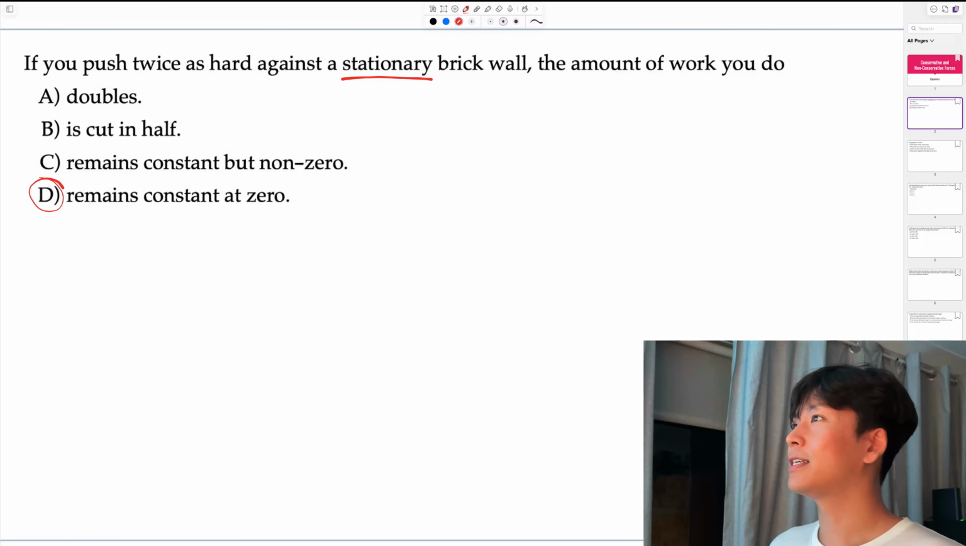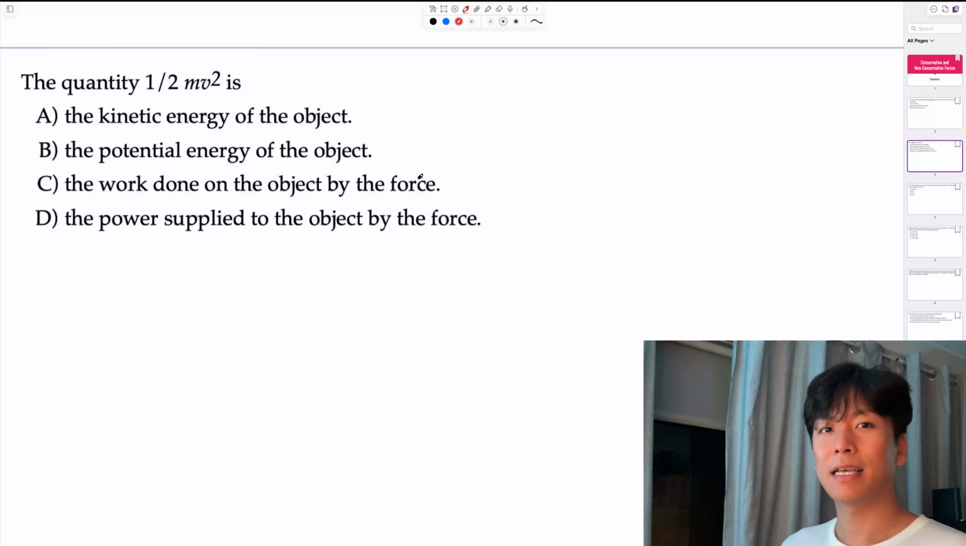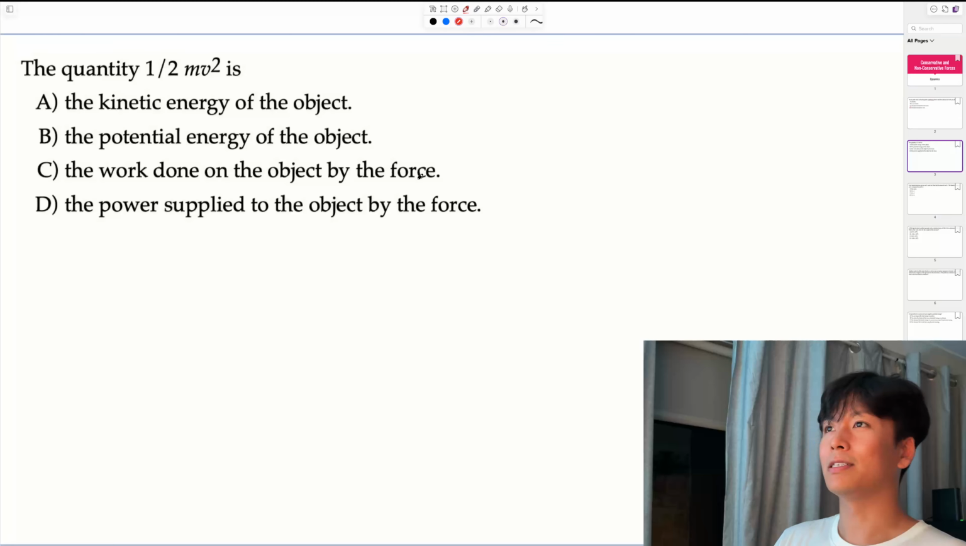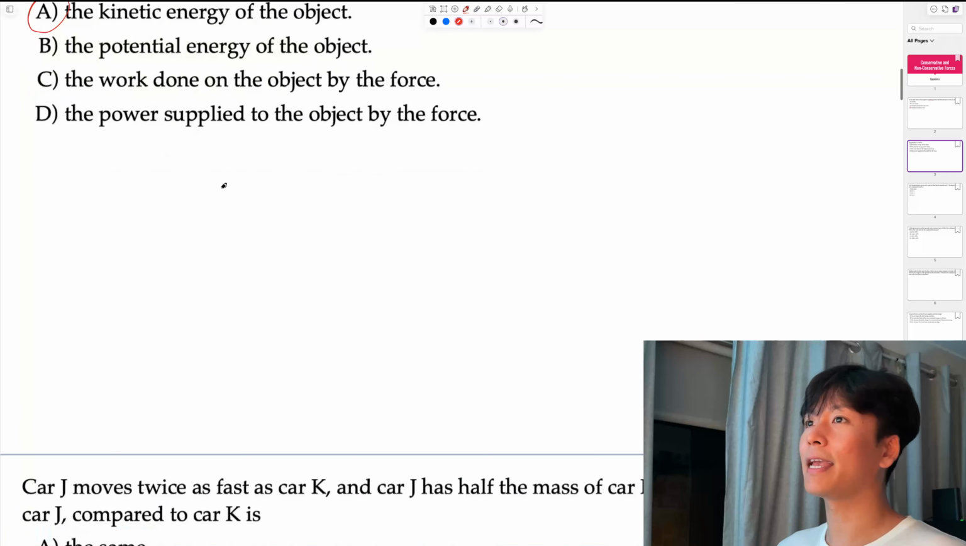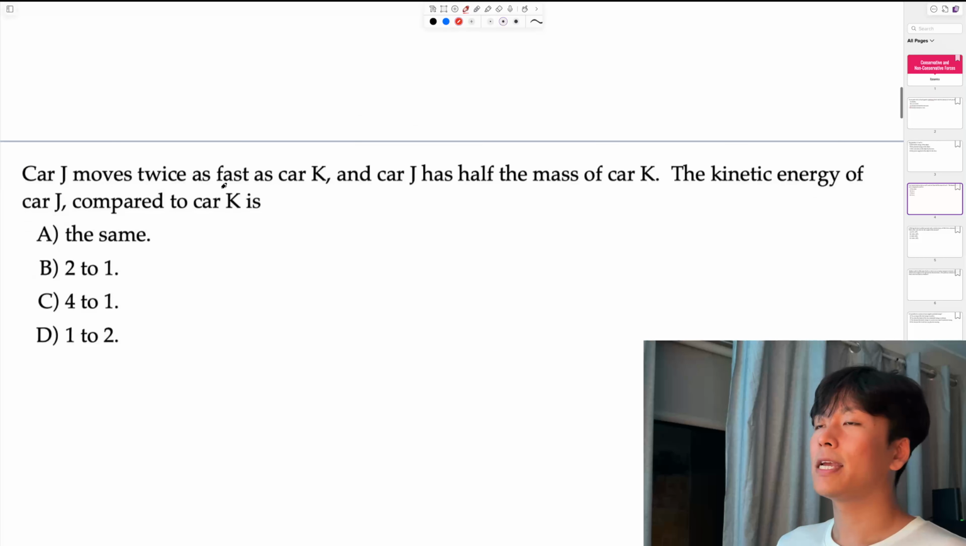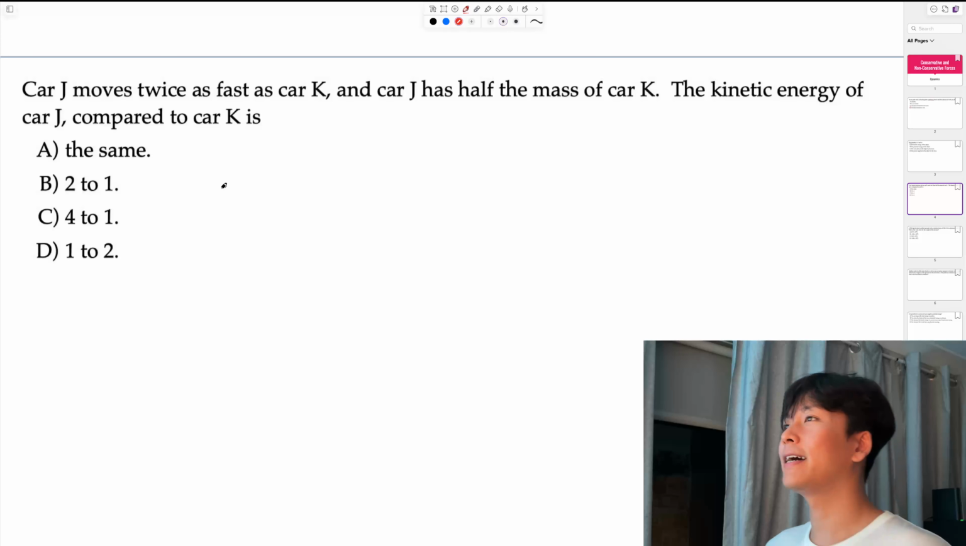Next question. Next question, the quantity half mv squared is, that's literally just a recall question. So half mv squared is the kinetic energy of the object. So answer is A.